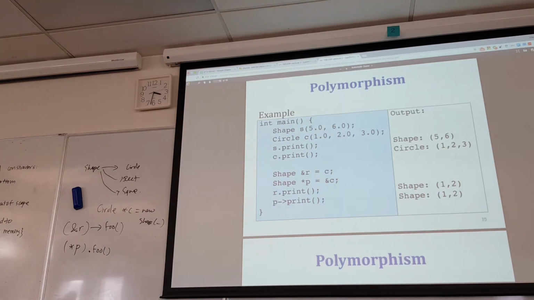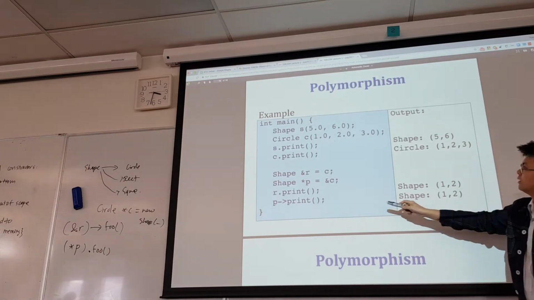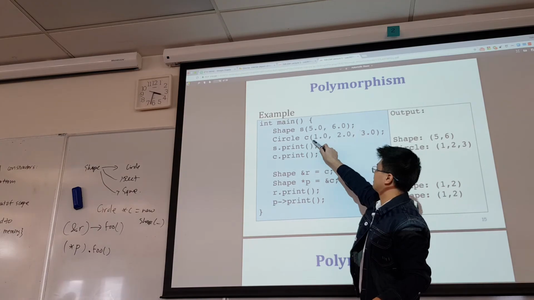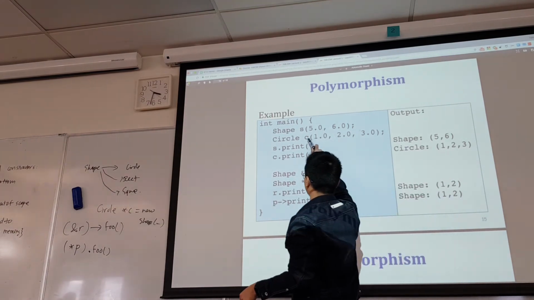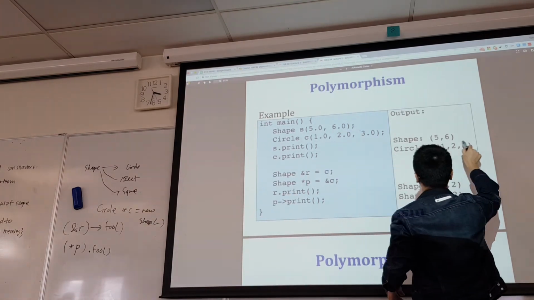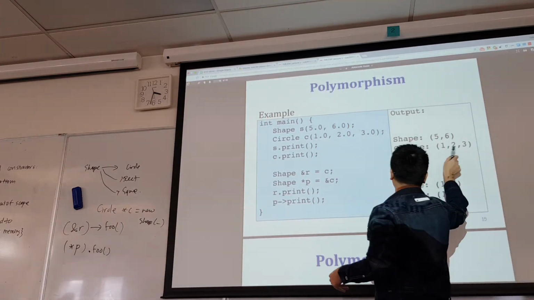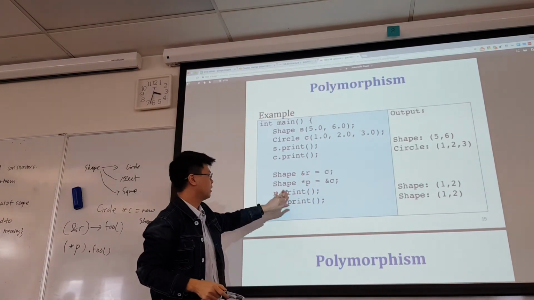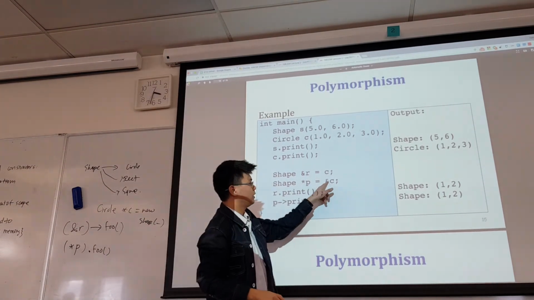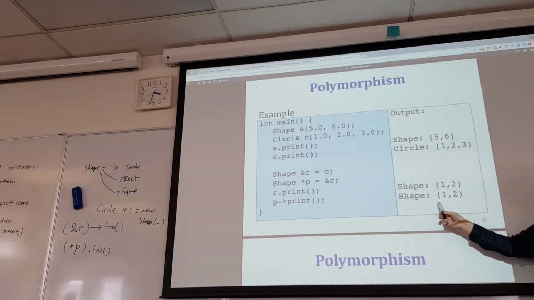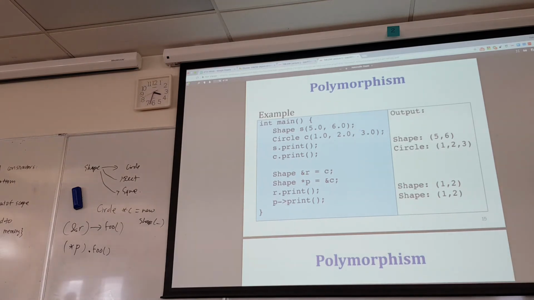When you don't have a virtual keyword, P is a pointer to C, and C is a circle. When you treat the circle as a circle here, it will print out all the information of a circle. When you treat it as a pointer of a shape and call it here, it will only print the information of the shape, not of the circle. And we learned how to avert this problem by having the virtual keyword.